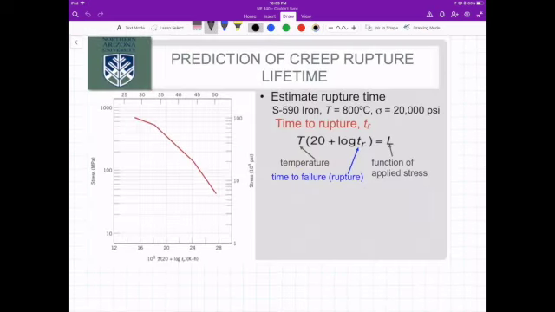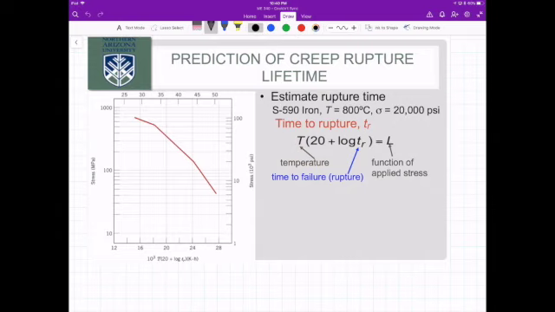And we have our prediction of creep rupture lifetime. So this is for iron. We have a known temperature of 800 degrees C, and we're stressing this material. So it's a high temperature, 800 degrees C, and we're stressing it at 20,000 psi. So the time to rupture is T sub r. T sub r is located on the x-axis, and the stress is located on the y-axis.